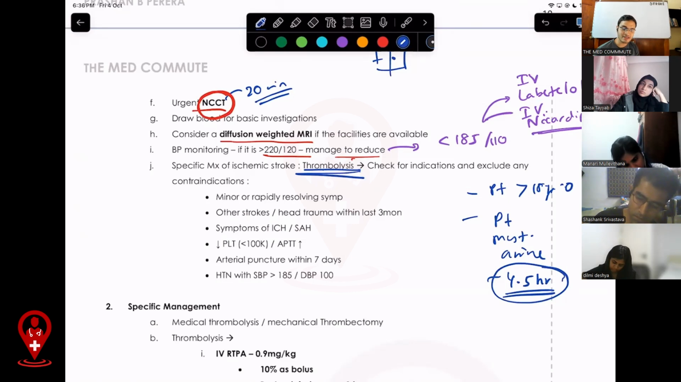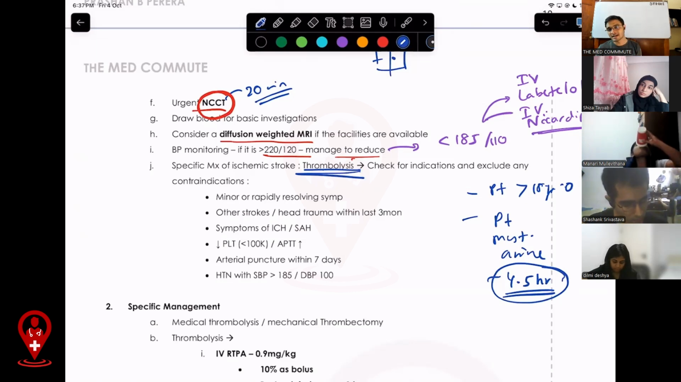What are the contraindications, guys? Contraindications I've written here, you all can read. Minor or rapidly relieving symptoms. Especially if the patient comes and says, doctor, an hour ago I felt some weakness in my left arm, now I'm fine. What is that? Most likely a transient ischemic attack. So if there is a transient ischemic attack, we don't want to thrombolyze the patient immediately. So minor or rapidly resolving symptoms are contraindications.